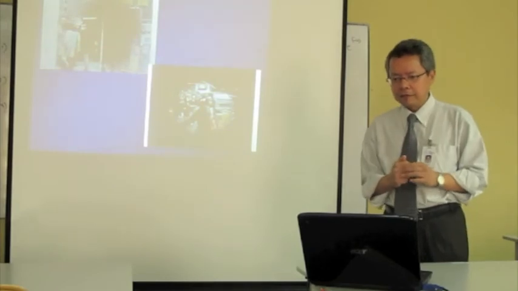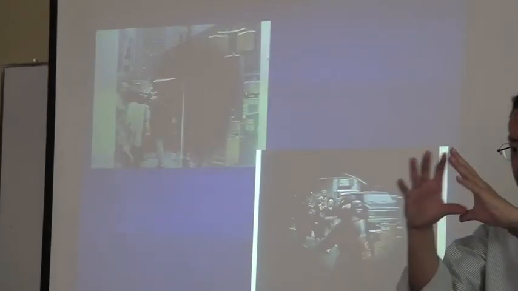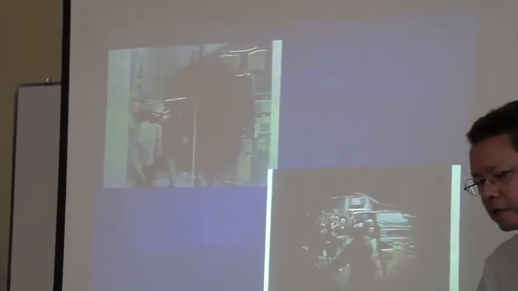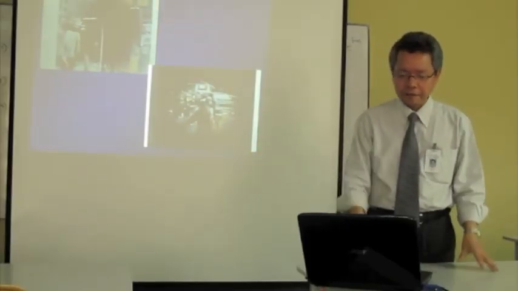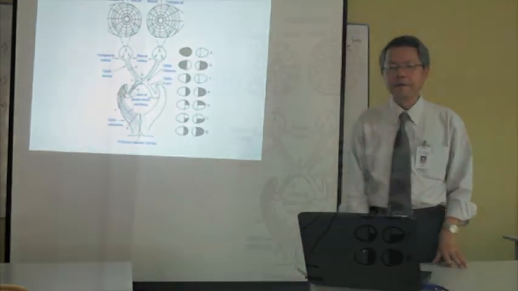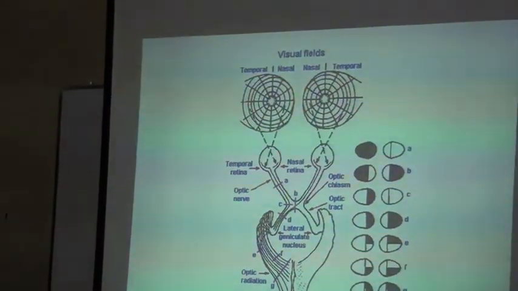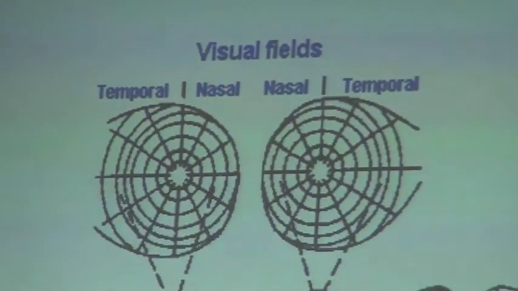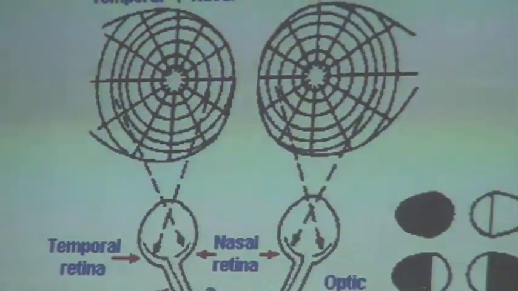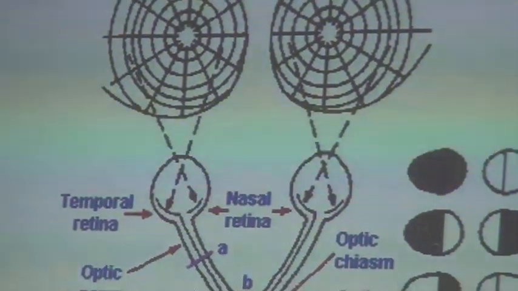On the top left, you have someone who can't see in the middle, so it's a central field loss. On the bottom right is someone who can see in the middle but can't see in the periphery, so it's a peripheral field loss. Now, the cause of field losses can be traced back to our neat little diagram of the eye and the visual pathway.